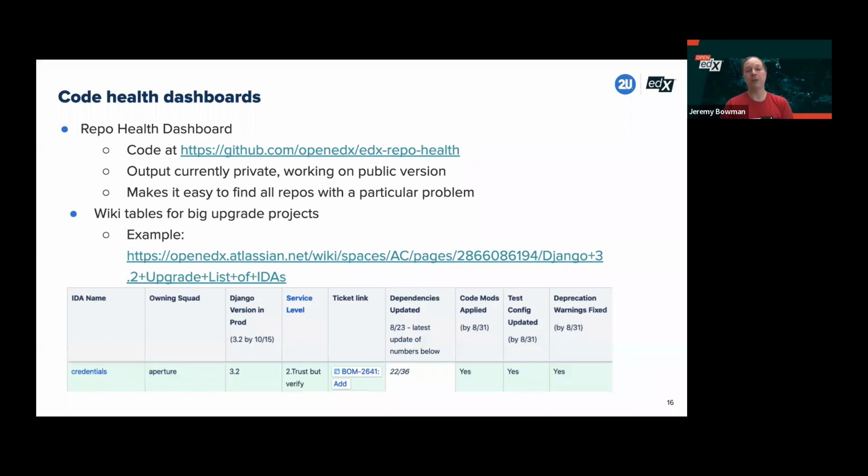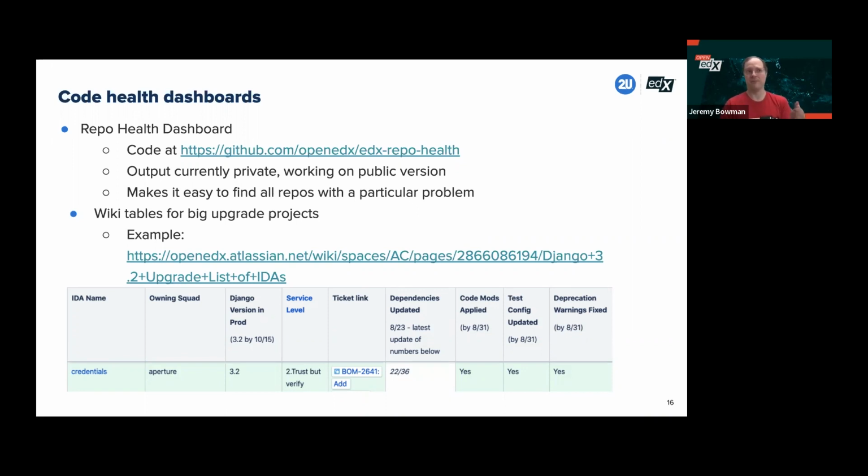The output is currently private because the version we use internally at 2U contains information about private repositories. We're working with TPRL on seeing if we can get some kind of a public version on this setup in the near future. This makes it easy to find all repositories that have a particular problem, and we can define what kind of things we check for.